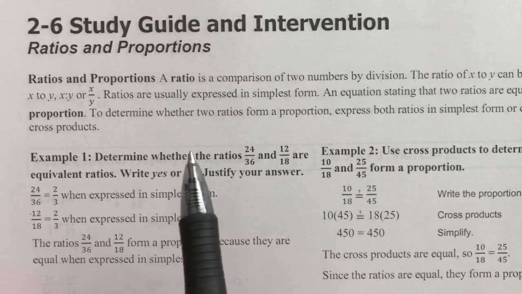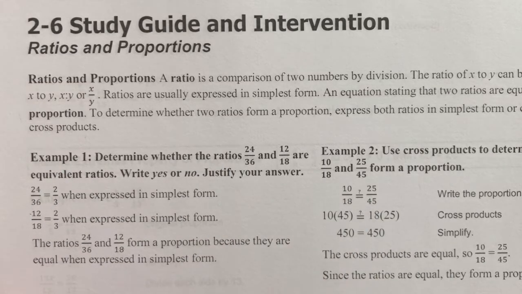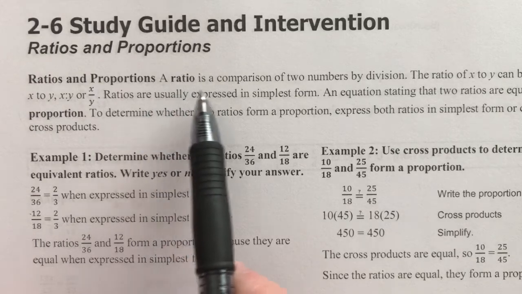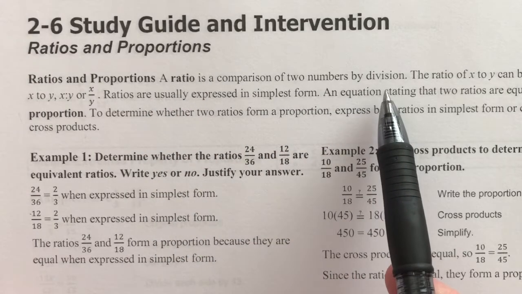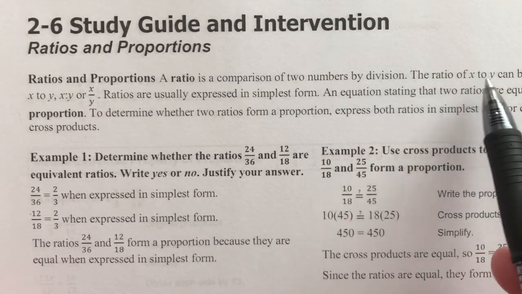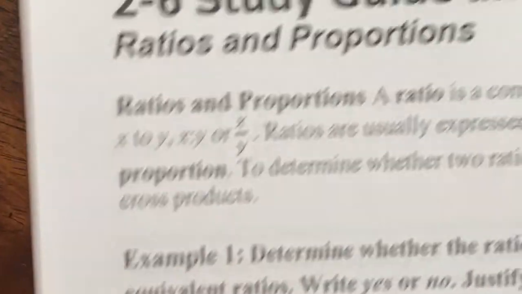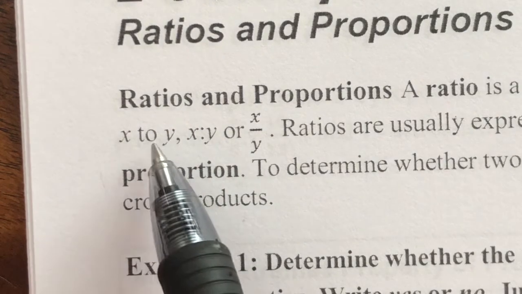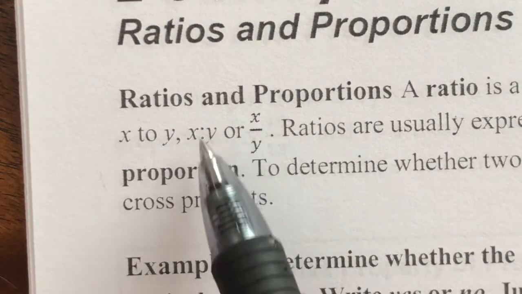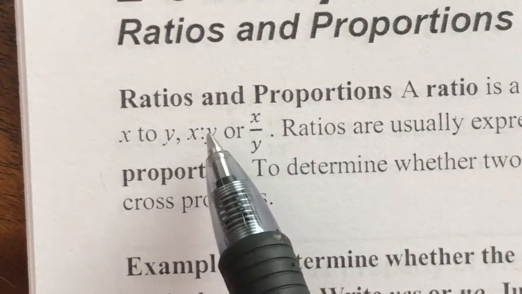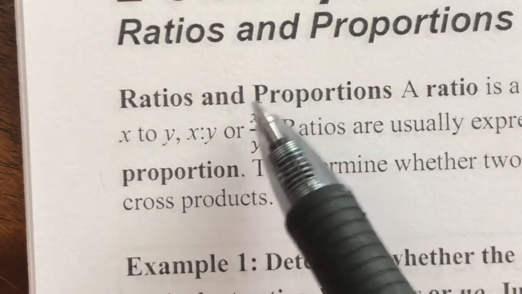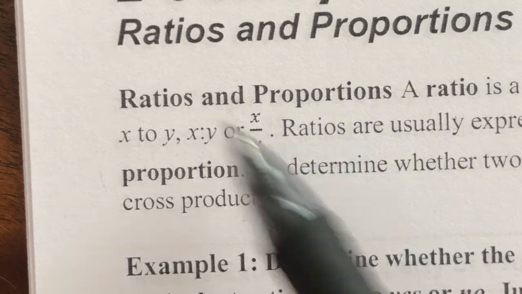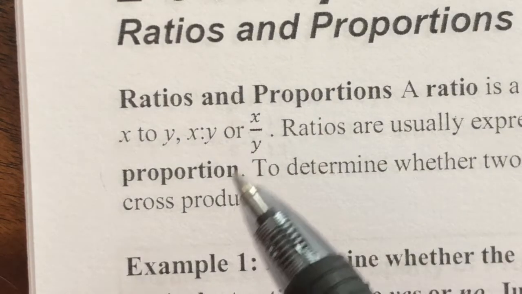So a ratio is basically just a relationship between two numbers. It says a ratio is a comparison of two numbers by division. The ratio of x and y can be written a few different ways. You can write it with the word "to" in the middle, x to y. You can write it with a colon in the middle, x : y, or you can write it like a fraction, x over y. Any of those are correct to write a ratio.